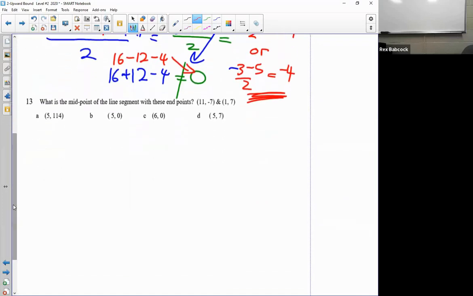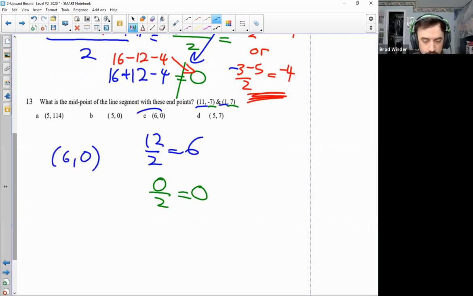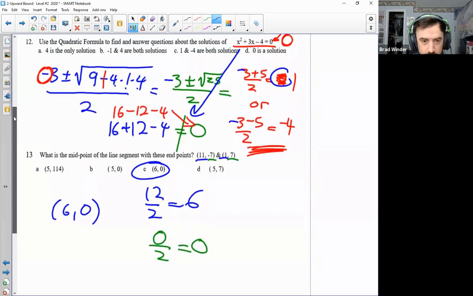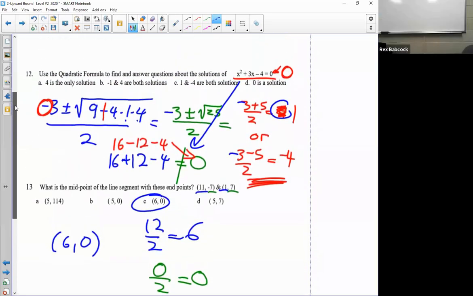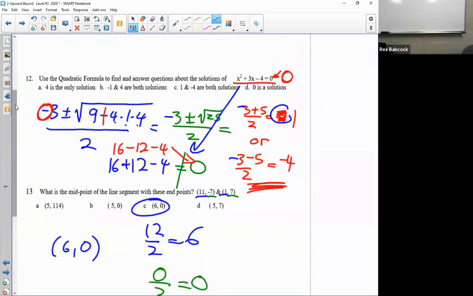The last one, the midpoint, you average. 11 plus 1 is 12 over 2. Average the y's. -7 to 7 is nothing over 2, which is nothing. So the midpoint is 6, 0, which is C. And up here, 1, -4, C would have been the right answer.